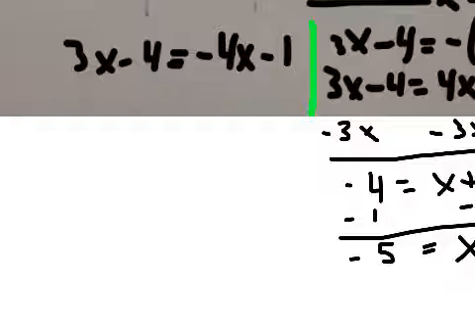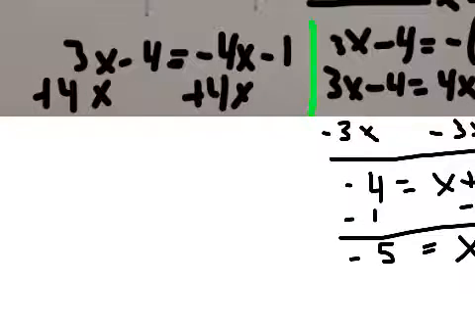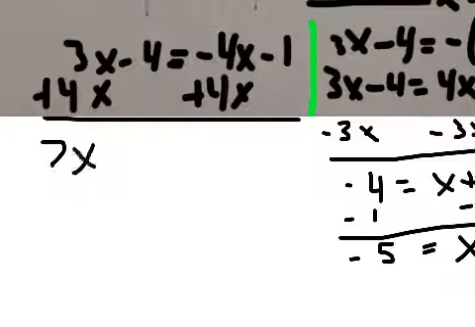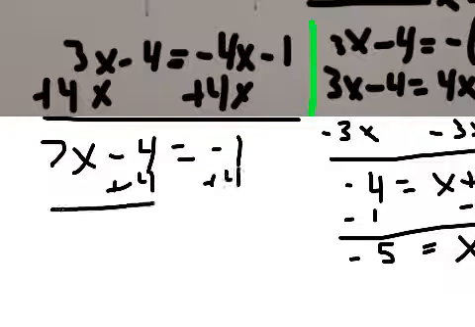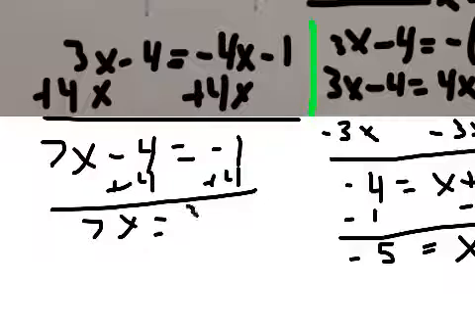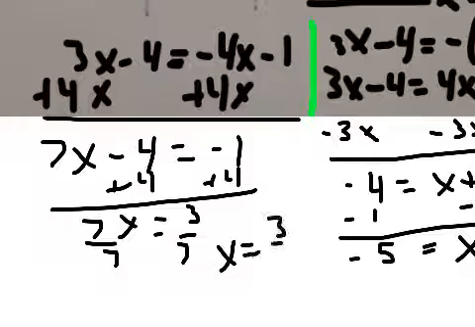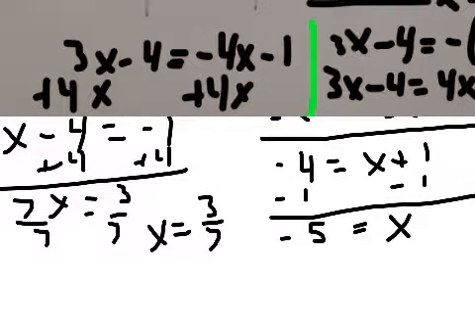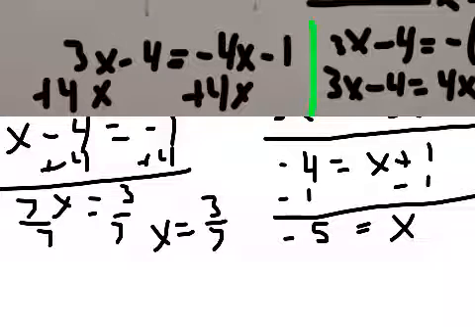On the other side, let's go ahead and add the 4x this time. Add the 4x. So we'll get 7x minus 4 equals negative 1. We add the 4 to both sides. This is a long video. 7x equals 3. Divide by 7 on both sides so that x equals 3/7. So you have your two answers. You have x equals 3/7 and x equals negative 5 as your final two answers.